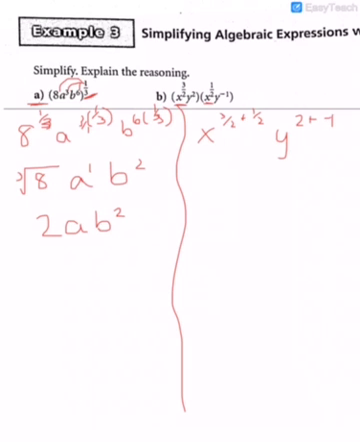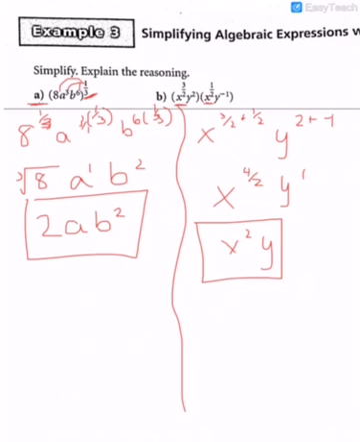So when I add the x exponents, 3 over 2 plus 1 over 2 is going to be 4 over 2, which is really just x squared, because 4 divided by 2 is 2. Here we've got the y, and 2 plus a negative 1 is just 1, so it's just y. So x squared y would be my final answer for that one.